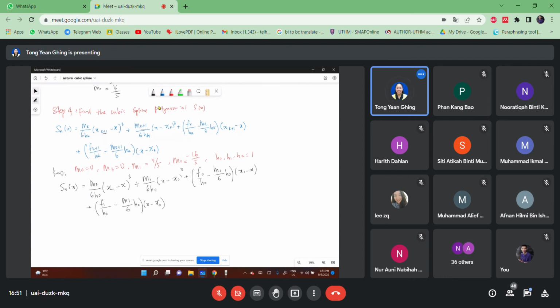So now we substitute all this one. So now S naught of x equals, okay, this is 0, right? 6 over 1. 0. It's okay, I write it first. X1.